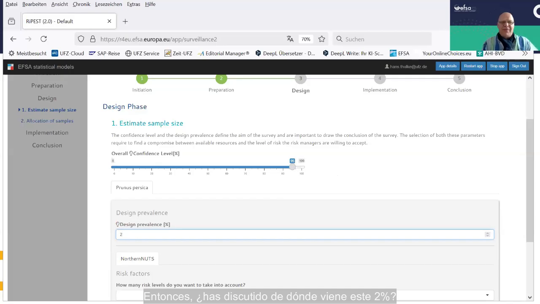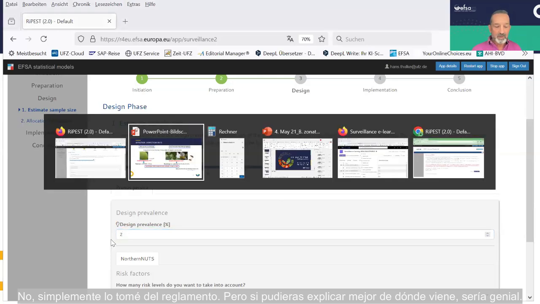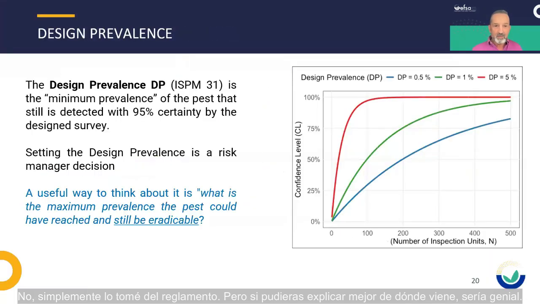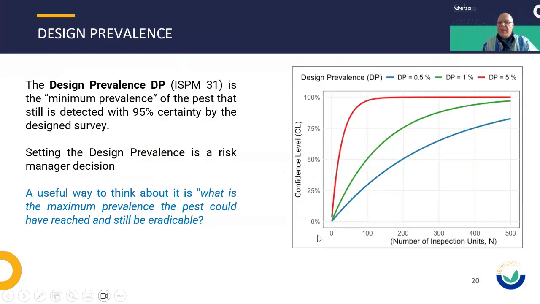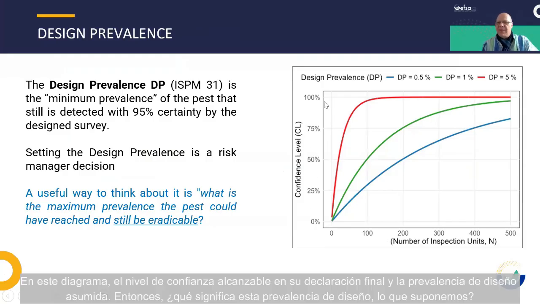So have you discussed where this 2% came from? No, I just took it from the regulation, but if you could better explain where it comes from, that would be great. Hans. Of course, I was prepared on this question and I have prepared a slide for this. In principle, it is important to understand that there is a quantitative relationship between the number of inspections that you have to do, here printed on the x-axis in this diagram, the achievable confidence level in your final statement, and the assumed design prevalence.